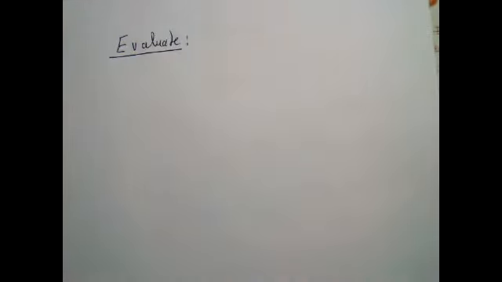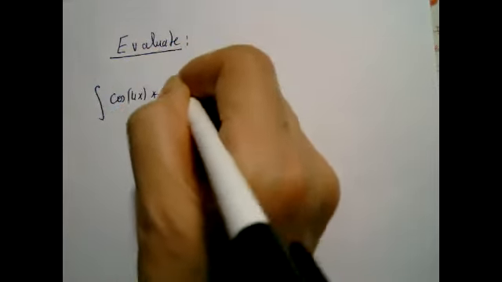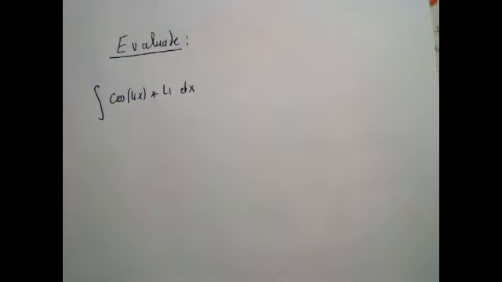Integral of cosine 4x times 4 dx. As you realize, I'm not really changing the integral. So how do we proceed?